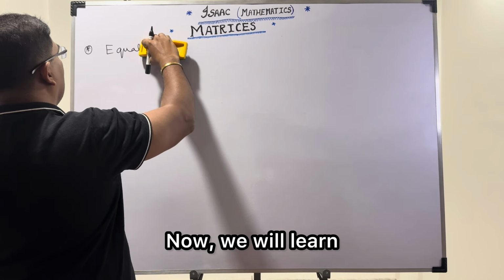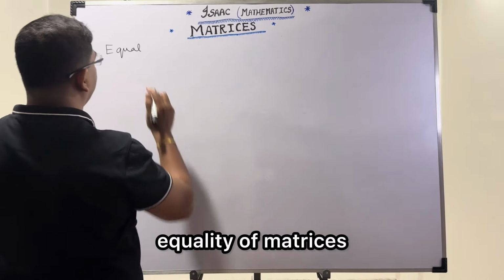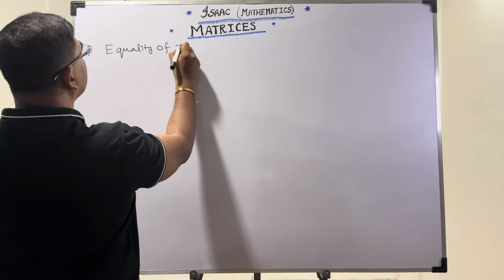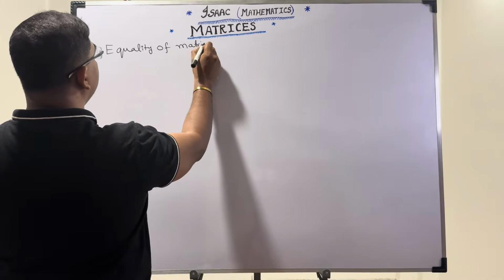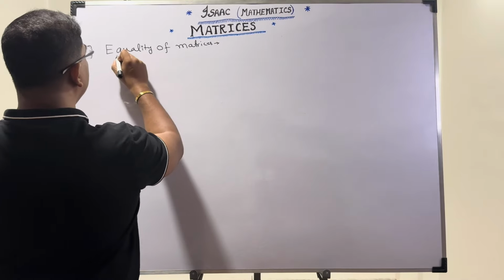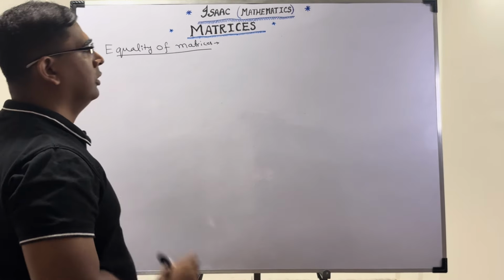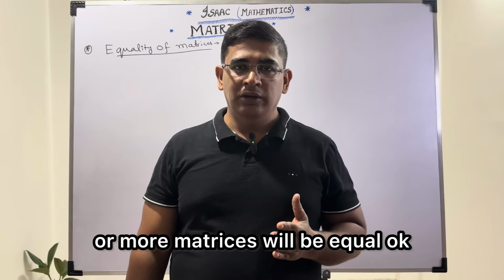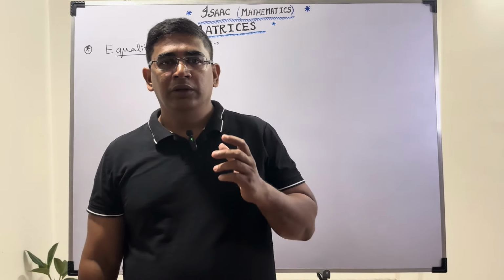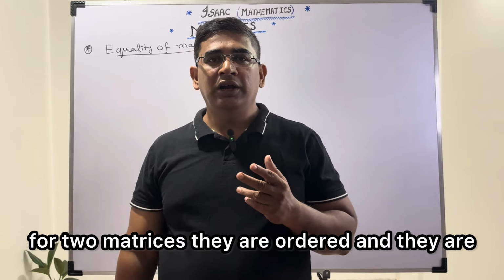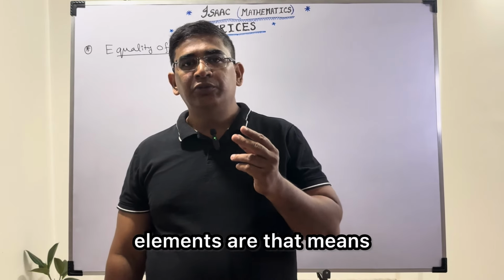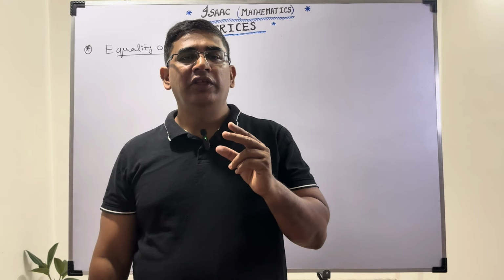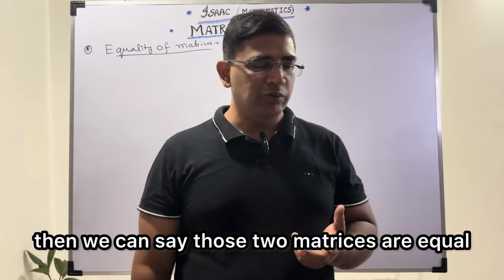Now we will learn equality of matrices. That is, when two or more matrices will be equal. So when for two matrices their order and their corresponding elements, that means same position elements, are equal, then we can say those two matrices are equal.